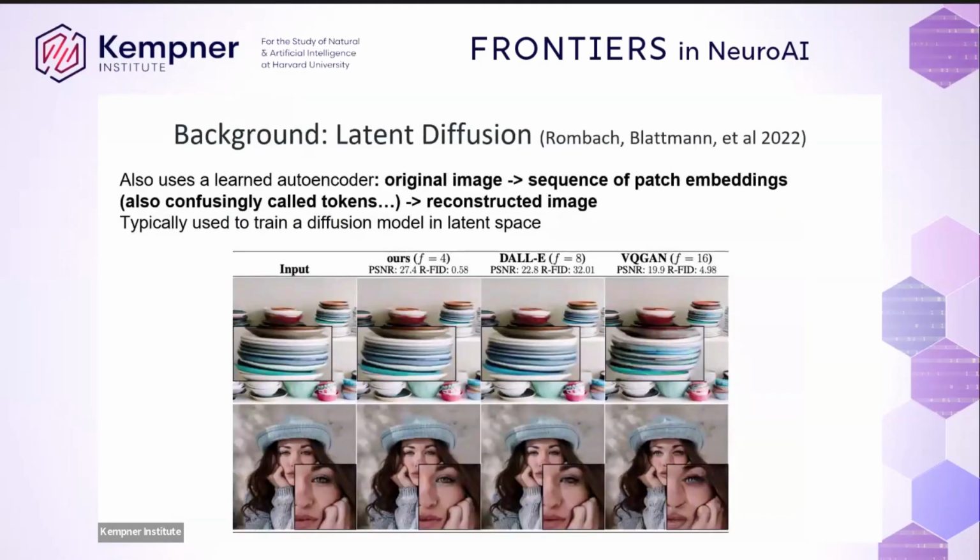Of course, the more dominant paradigm now is to do diffusion. But when you do diffusion, you also have a tokenizer. You don't do diffusion in pixel space, so you also learn an autoencoder. You take your image, you compress it down to a small number of, confusingly, also called tokens as an NLP person, but they're not discrete. These are embeddings for patches. They're real numbers. They're optimized, and then you reconstruct the image.